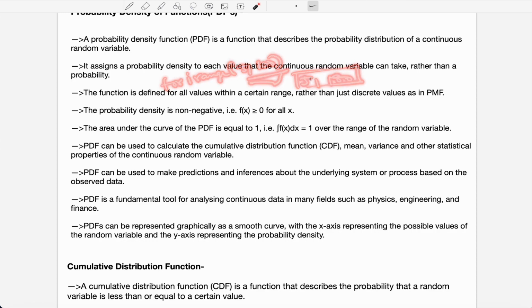This is a continuous function, rather than the discrete values used in a PMF, like 1, 2, 3, 4, right? This is just a certain range, meaning it can take values within a certain range, maybe this 5 to 100. It can take any value.